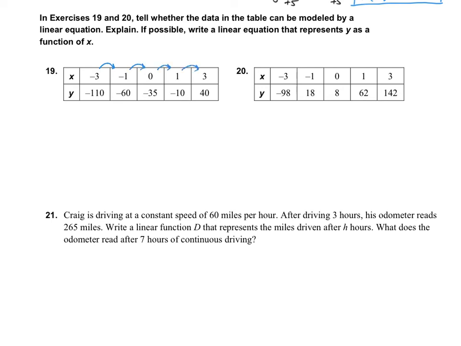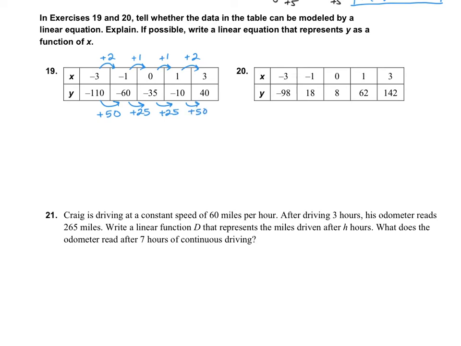So we have negative 3 up to negative 1 is plus 2. Negative 1 to 0 is plus 1. And then we have a plus 1 again and a plus 2. Now let's see how the y-values behave. Negative 110 to negative 60 is plus 50. Then negative 60 to negative 35 is plus 25. Then another plus 25, and then a plus 50.